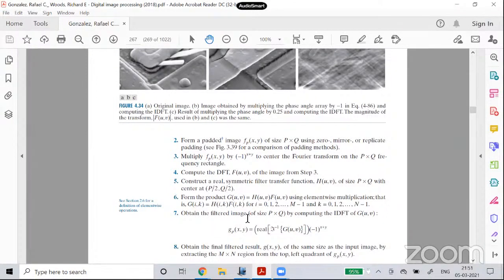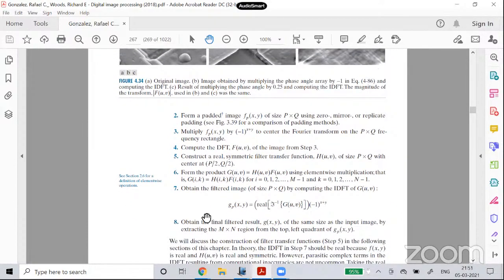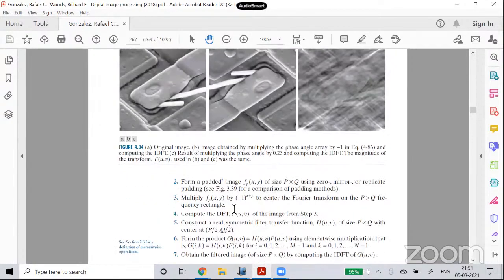Obtain the filtered image by computing, so now you go back. You compute the inverse discrete Fourier transform of G(u,v) by whatever method; there are standard algorithms for this. And now you will have some extra size because you padded the image. So you obtain the final result by extracting the required M cross N region from the top left quadrant of the result you get here. So these are the steps of filtering in the frequency domain.